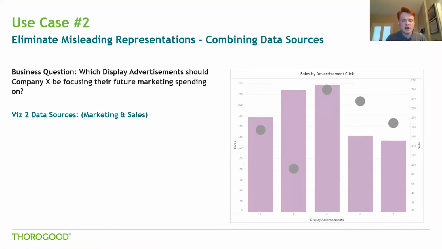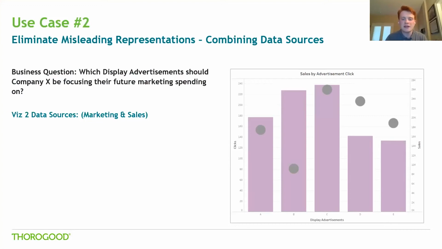Company X also has data, maybe your company purchases this kind of data, directly relating to the sales made from a user clicking on a specific advertisement. By incorporating the sales data alongside the marketing data as the gray circles on this viz, we can see that advertisements C and D actually have the highest sales associated with them, while advertisement B, which has the second highest clicks, has the lowest conversions and thus the lowest sales associated per click.